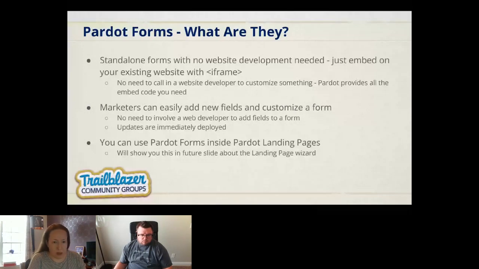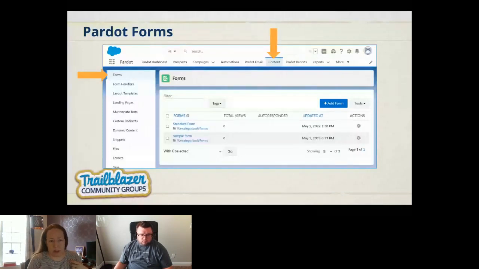So looking at Pardot Lightning, here's how you get to forms. If you go to the Pardot Lightning app, you go to the Content tab and you choose Forms. You see on the left-hand side, the menu, choose Forms, Form Handlers is the next one down. But this is going to be creating a Pardot iframe form. So we would click Add Form, or we would edit an existing form.